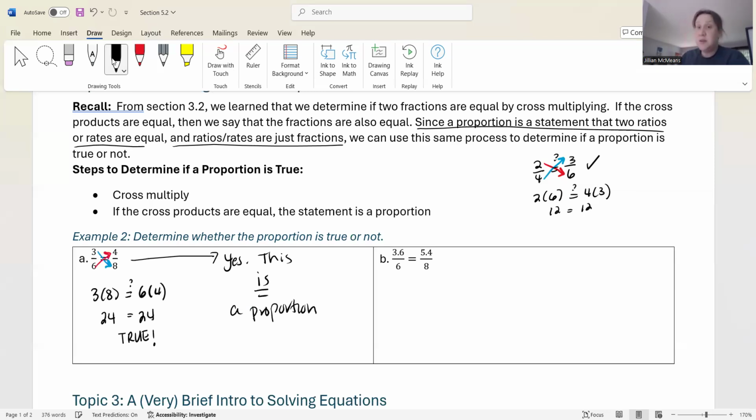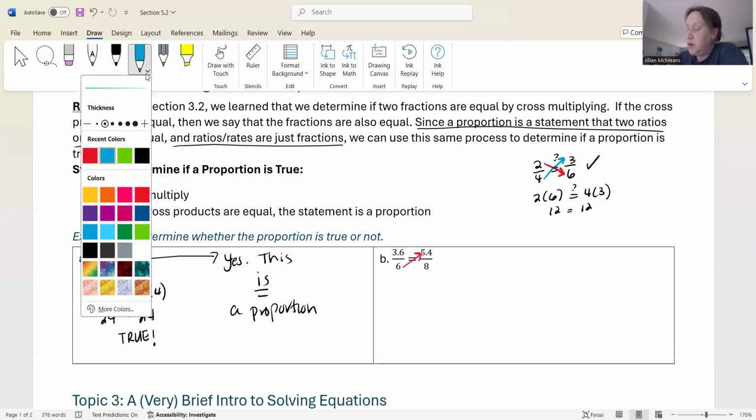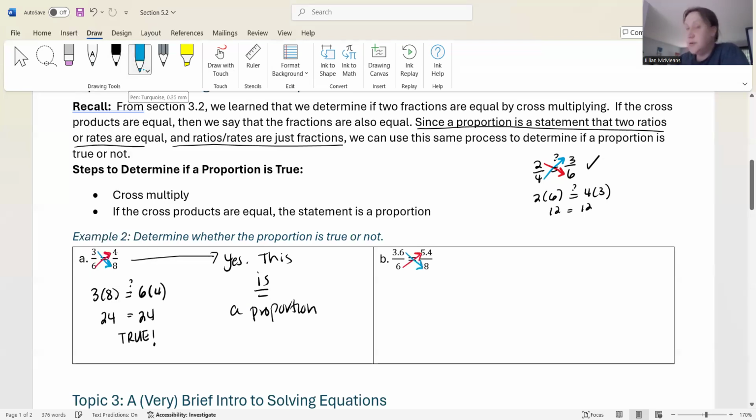Now, in some cases, it's going to be super obvious, something like 3/6 equals 4/8. That one's easy to check. You could almost see in your head that this was going to be a true statement. But then we have something like 3.6/6 equals 5.4/8. This one's not as obvious. So we cross multiply again, and we can use our calculator. You are allowed to use calculators at this point as long as you show your setup. You still have to show me your thought process. You're just letting the calculator do the side work for you. So please keep that in mind.